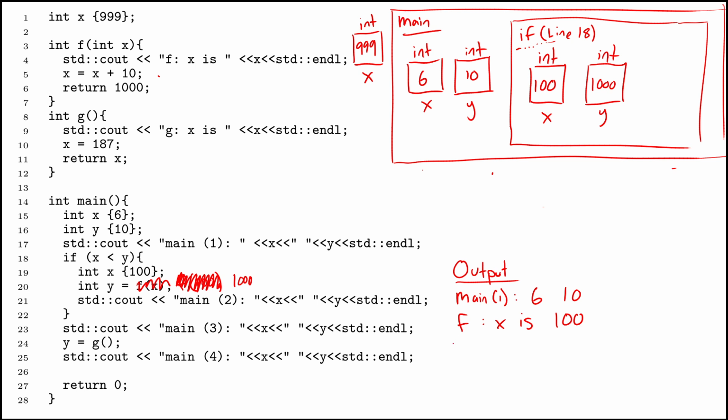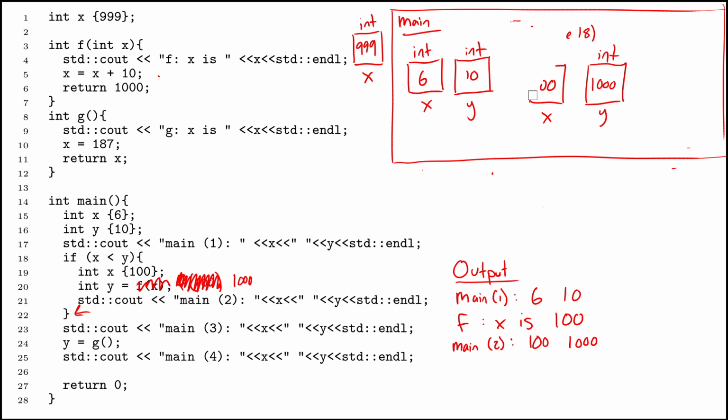And then on line 21, I print out more output. So main 2, I print out, okay, so in the scope that I'm in on line number 21, the value of x is 100, and the value of y is 1000. And then on line number 22, the scope ends. So on line number 22, I destroy this and everything inside of it to make sure that they are gone, that they are not going to confuse me later. And I'll just clean this up as well.